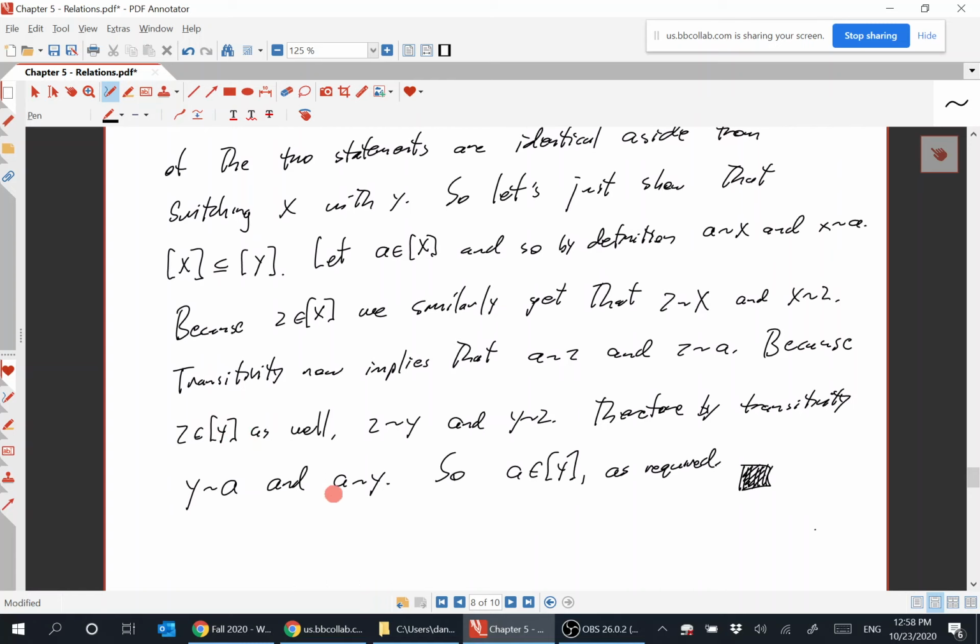So z is in bracket y, which means z is related to y and y is related to z. Now by transitivity, y is related to z and z is related to a, therefore y is related to a, and a is related to y. Which means, by definition, a is in bracket y. And that's what we wanted to show, and so it's a done deal.